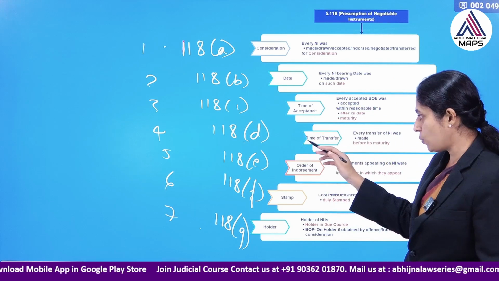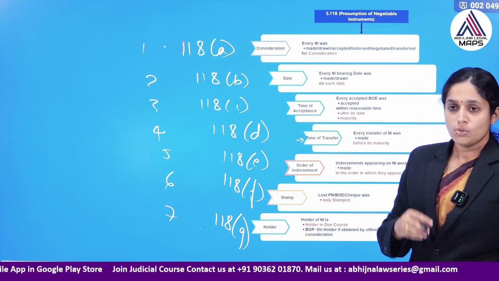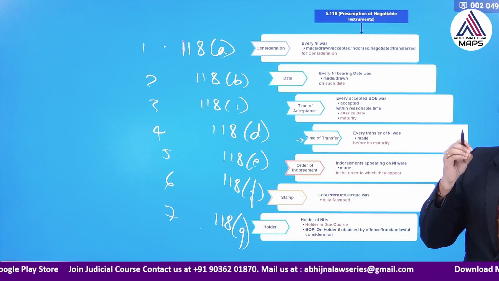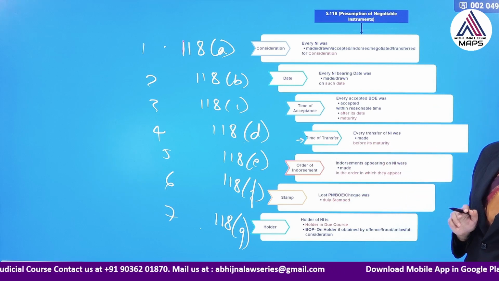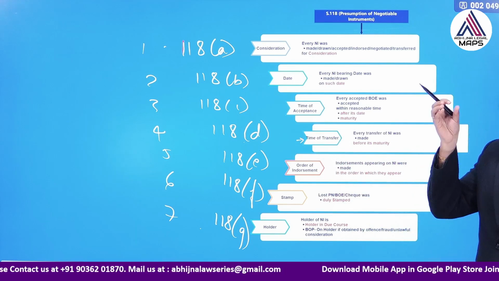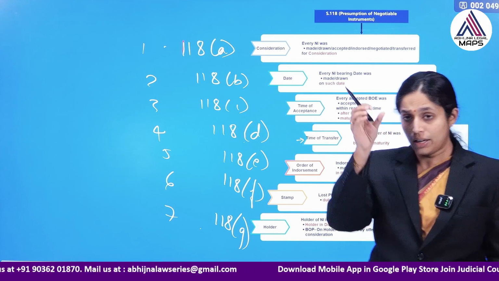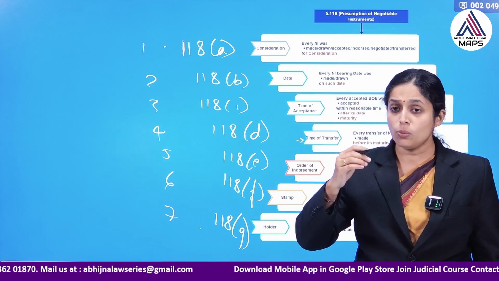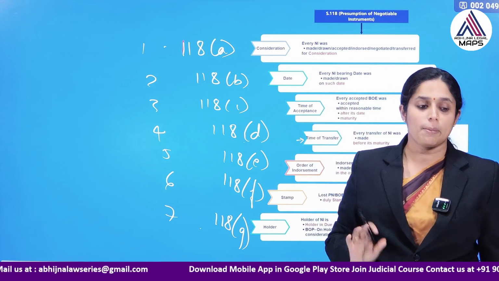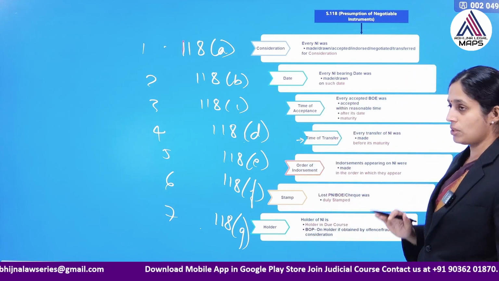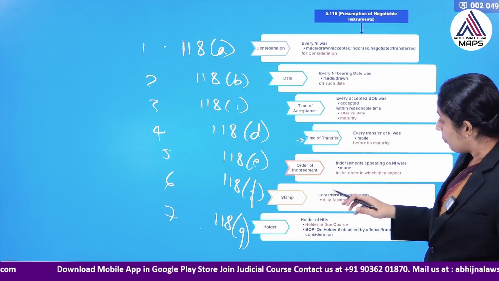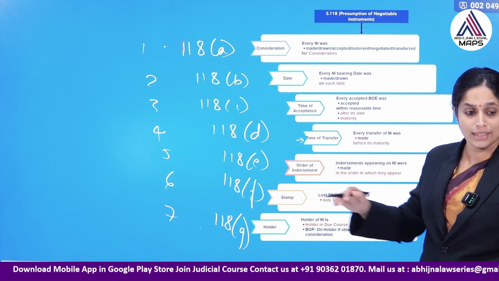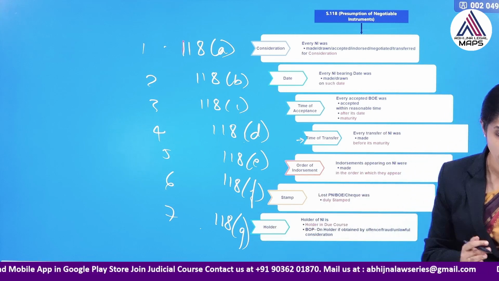And the fourth presumption is with respect to time of transfer. So, the presumption is that every transfer of a negotiable instrument was made before its maturity. And the fifth presumption is that whatever endorsements are appearing, they are presumed to be made in the order in which they appear. And the sixth presumption is that every lost negotiable instrument is presumed to be duly stamped. And the last presumption is with respect to holder.